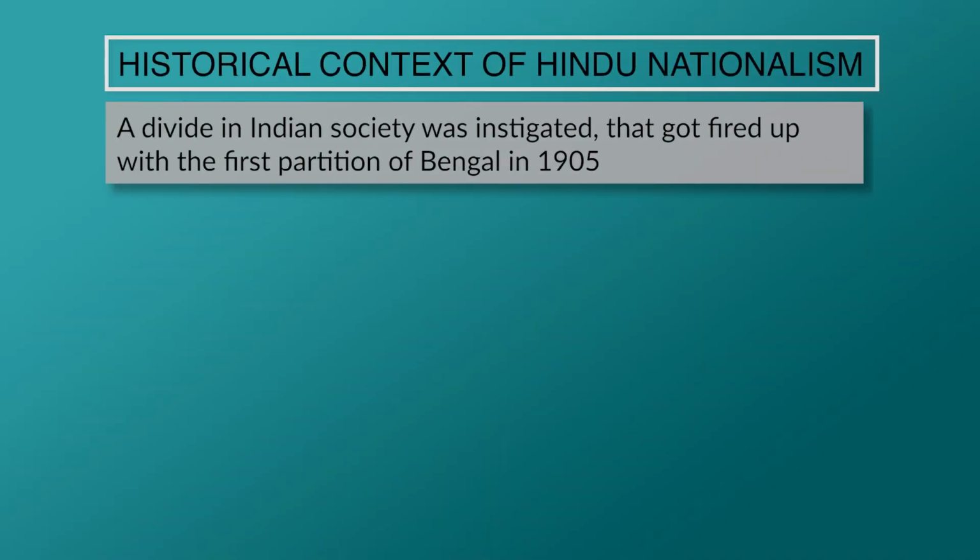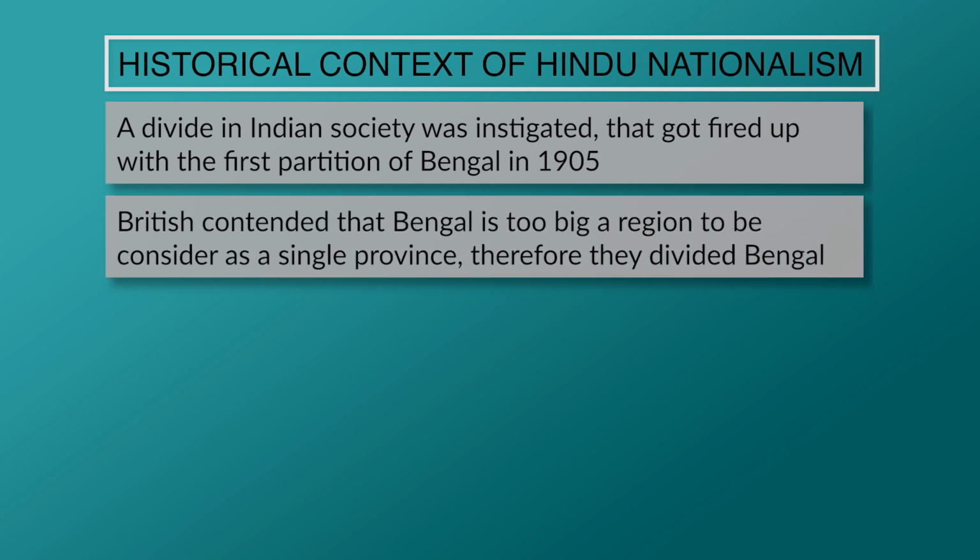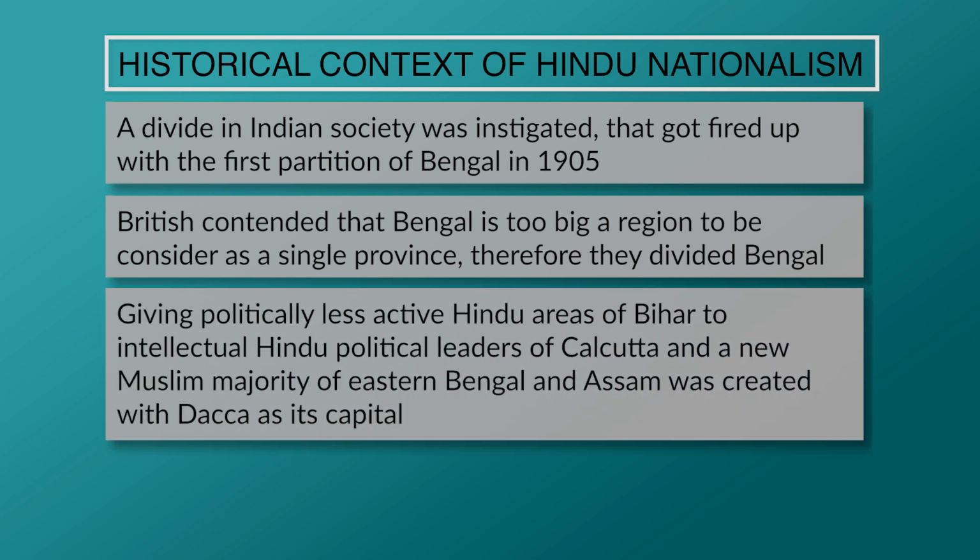Now we come to the historical context of Hindu nationalism. A divide in Indian society was instigated that got flared up with the partition of Bengal in 1905. The British contended that Bengal was too big a province to be considered a single unit, and therefore they divided Bengal, giving politically less active areas of Bihar to intellectual Hindus, the political leaders of Calcutta, and the new Muslim majority of Eastern Bengal and Assam was created with Dhaka as its capital.